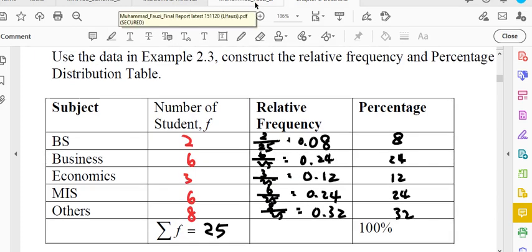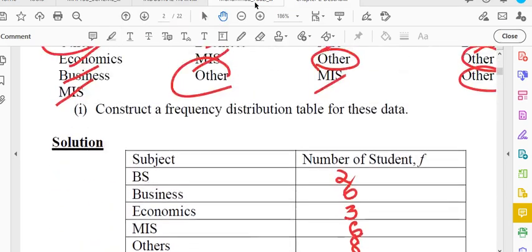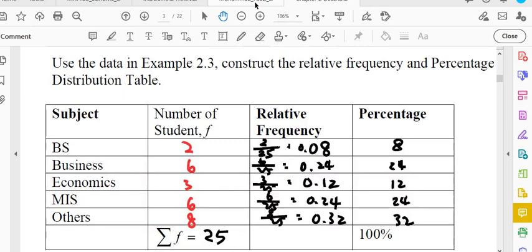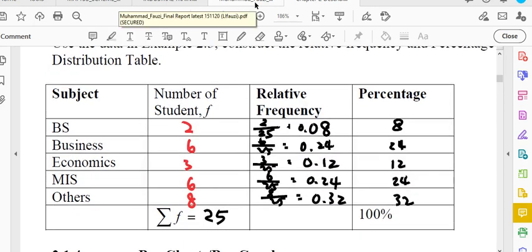So that's the overall summary of the frequency table. A frequency table is where you have your variable x with your frequency. Relative frequency is getting the particular frequency divided by the sum of your frequencies. Percentage relative frequency is multiplying the relative frequency you obtained by 100. So that's the overall picture of these 3 tables.